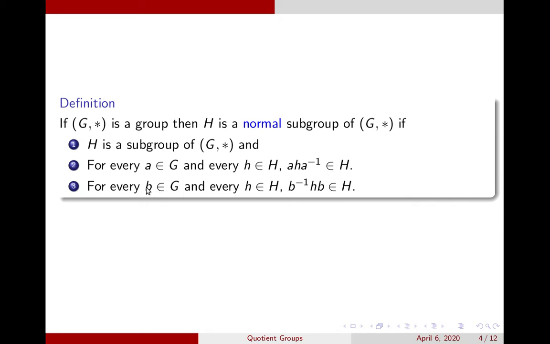And similarly, for every B in the big group and every little h in the subgroup, multiplying B inverse times h times B has to give you an element that's back in the subgroup H. And actually, item 3 follows from item 2 if we take A equal to B inverse in item 2.